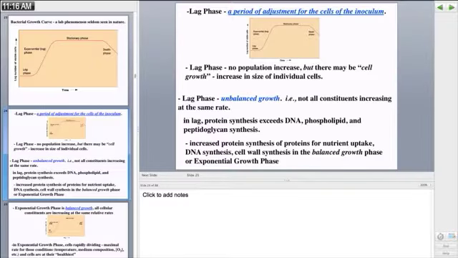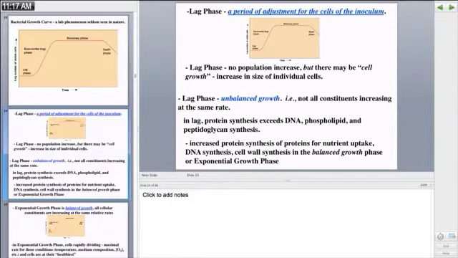Some of this increased protein synthesis is for nutrient uptake. The bacteria, as they were living in a nutrient-challenged environment in the stationary phase, stopped producing some of the active transport proteins because there was nothing there to transport. So, saving their energy trying to survive until they found themselves in a new environment, they don't have all of the machinery necessary to take up all of the delicious nutrients that they find themselves in during the lag phase.